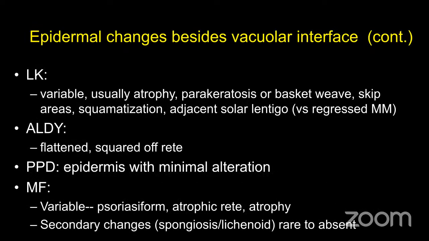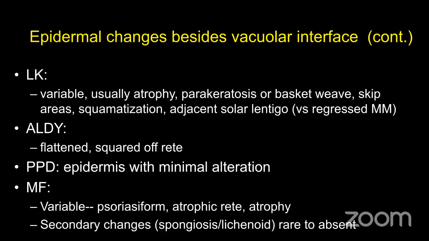Lichenoid keratosis can have all sorts of different ways it presents. And if it's a solitary lesion, usually under maybe 2 centimeters, then it's usually going to be lichenoid keratosis, but you always have to wonder about regressed melanoma in larger lesions. Annular lichenoid dermatitis of youth is the flattened, squared off rete. Pigmented purpura, epidermis is going to have minimal alteration, usually some gentle vacuolar change, maybe some lymphocyte exocytosis in the bottom part of the epidermis.